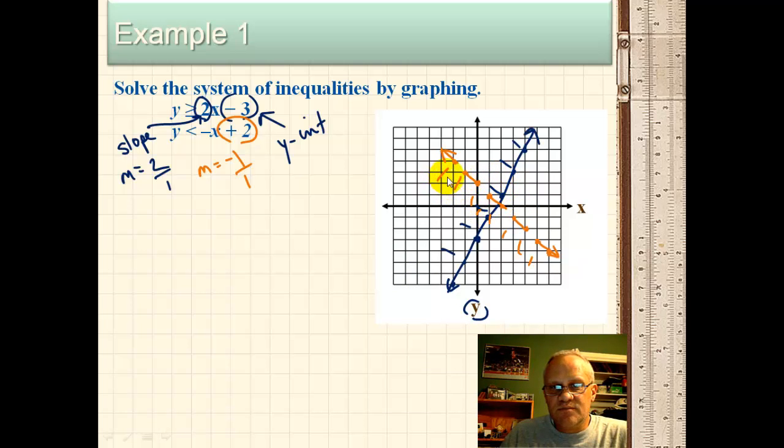So where do they overlap? Here's where the orange is. Here's where the blue is. So this part right over here is where they overlap. And so that's where I'm going to shade it in really darkly there.